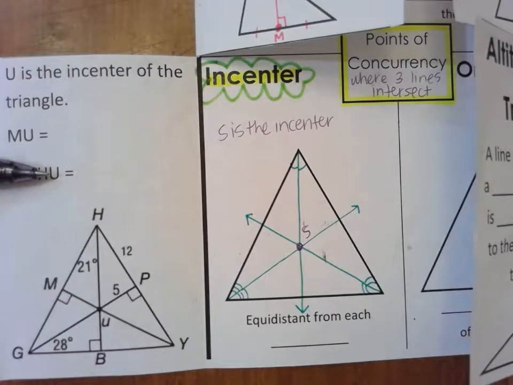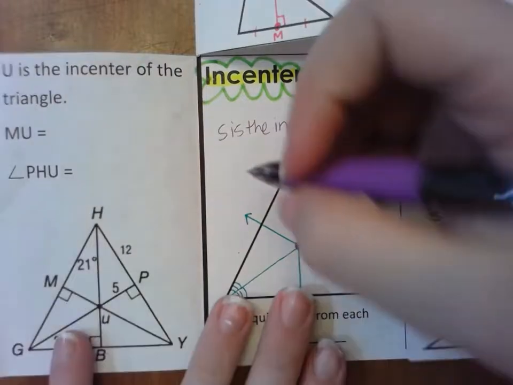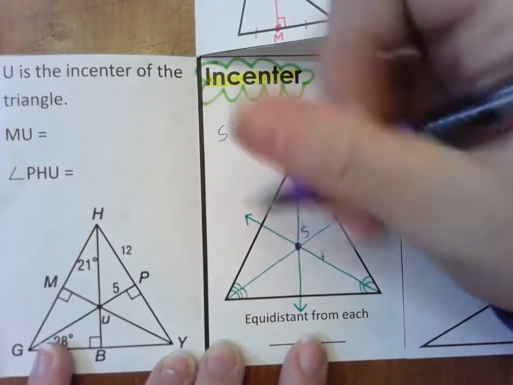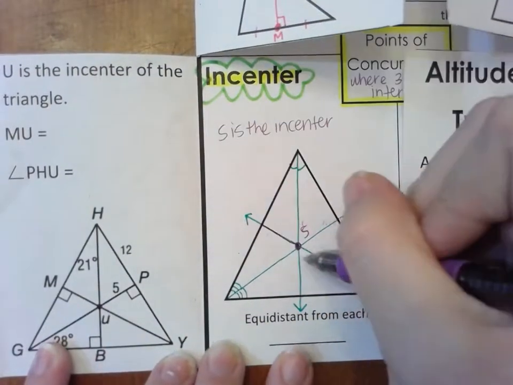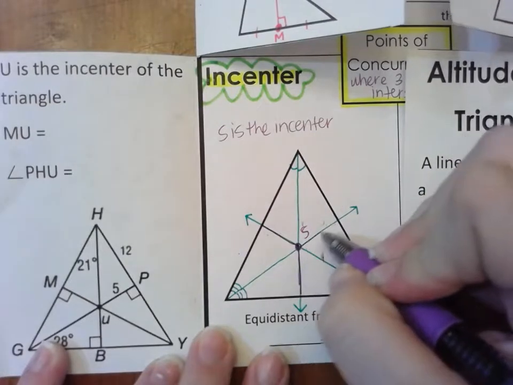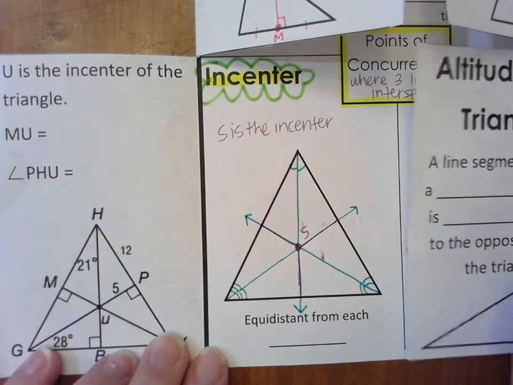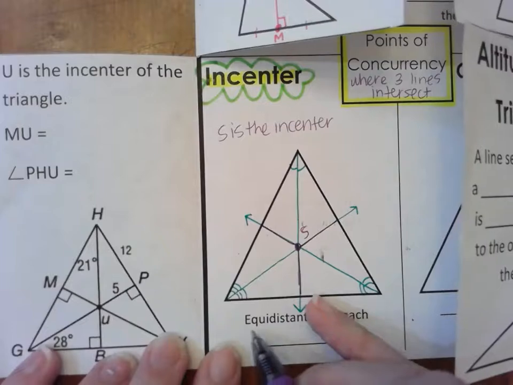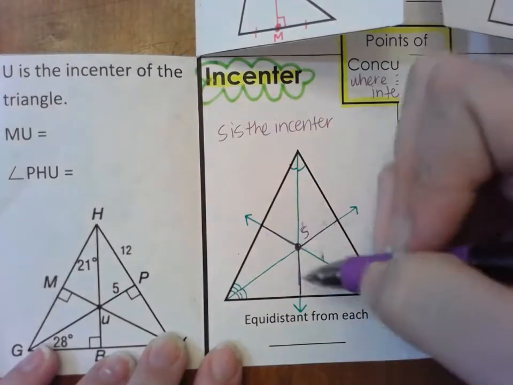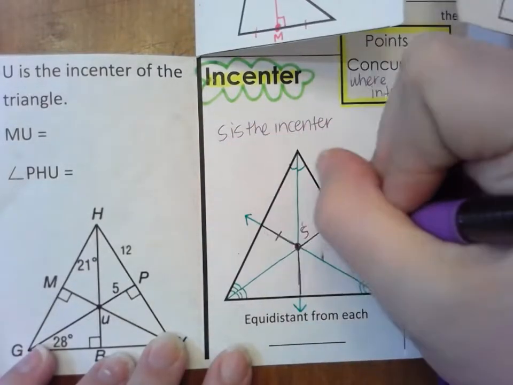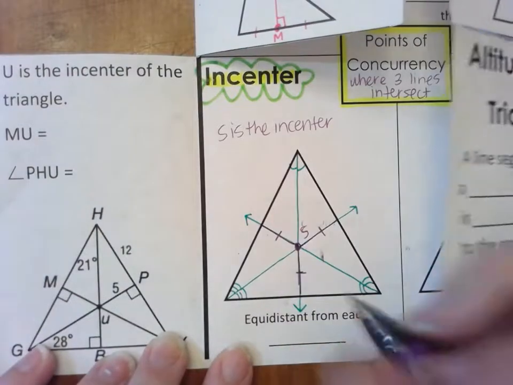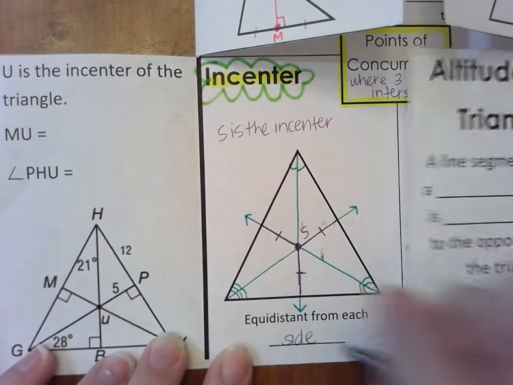Now what we know about these is that they're equidistant from each side. So what that means is that from the incenter to each side, so these 3 lines right here, these are all congruent, because equidistant means that they're the same distance. If they're the same distance, then they're all congruent. So they're equidistant from each side.